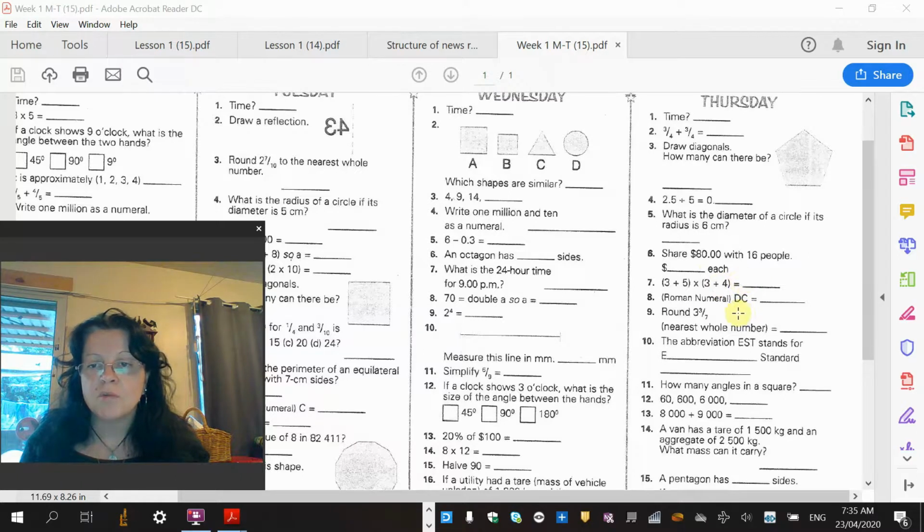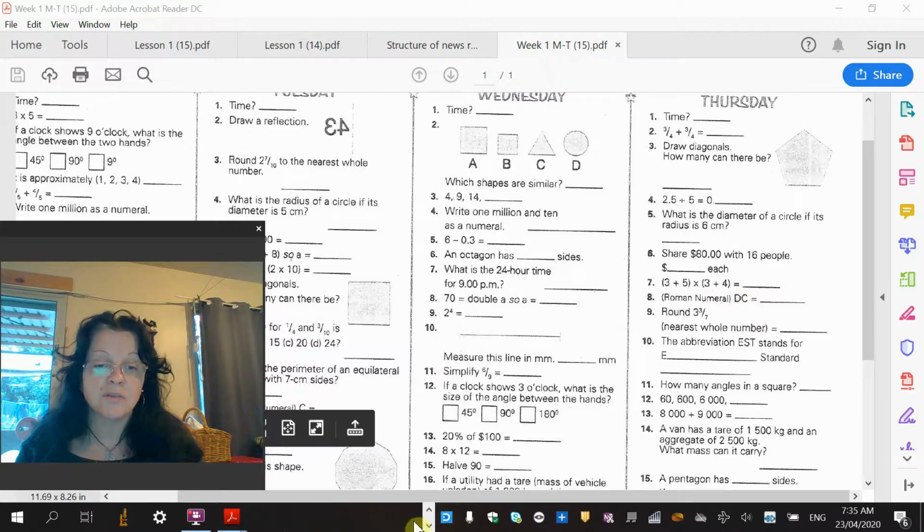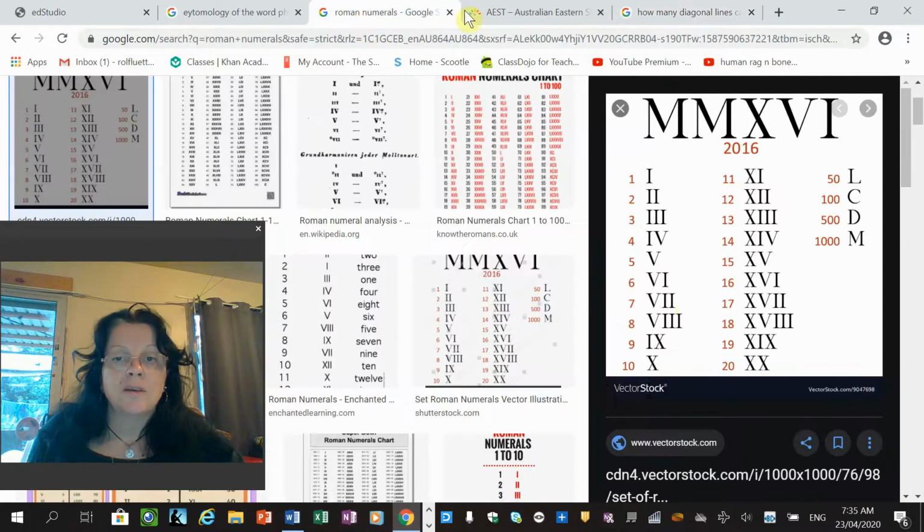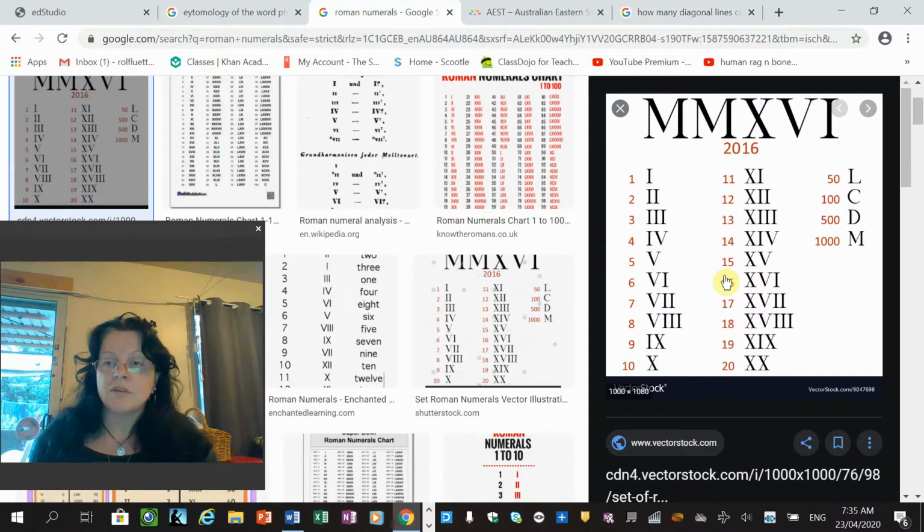Okay, Roman numerals, DC, what does that mean? Well, we learned the other day that C stands for century, so that's 100. And I put up a little screen on Google to show you. So it's DC. D in Roman numerals is 500, and a C is 100, so it's 600 altogether. And just have a quick look at your Roman numerals while you're here. You can write them down if you want.